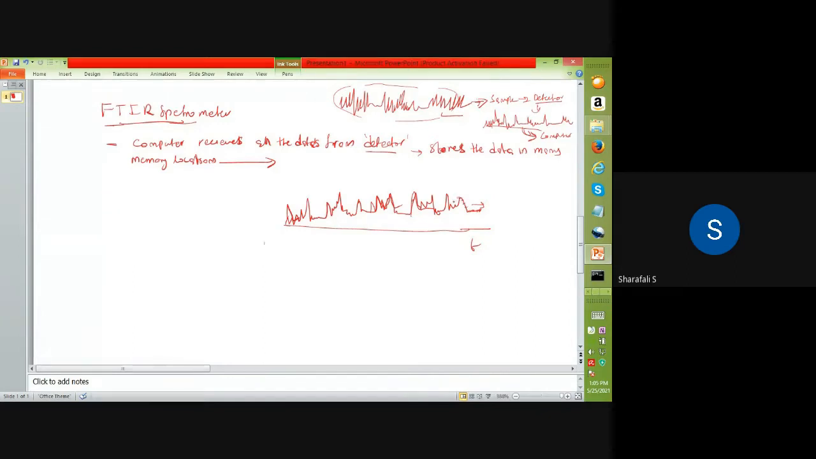So the detector will detect, at each time, what is the intensity. Each time, what is the intensity. So it will be detecting like that. Each time, what is the intensity of the signal.